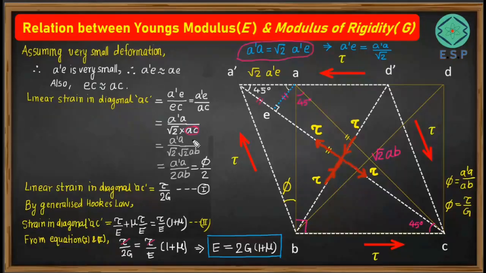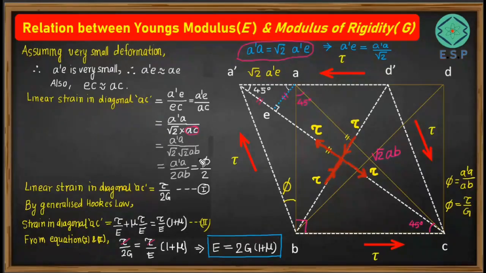AC is as it is. Now again AC, friends, if you look here, this is basically the diagonal and these angles are 45 degrees. So AC is nothing but root 2 times this side AB. So I have put root 2 times AB. Root 2 into root 2 becomes 2, so we got A dash A divided by 2 AB.